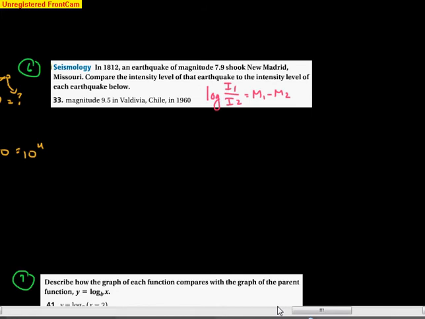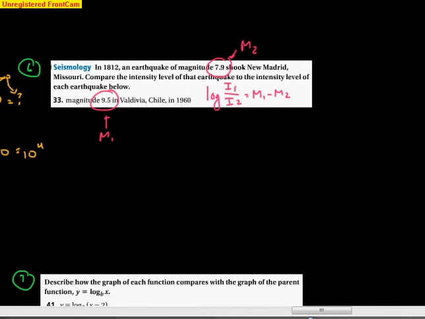All right. So I'm going to take the bigger number first. This number right here, this 9.5, because it's a bigger magnitude, that's going to be my M1. So then 7.9 would be my M2. So we are comparing the earthquake in Chile to the earthquake in Missouri. So we are comparing 1960's earthquake to the 1812 earthquake.